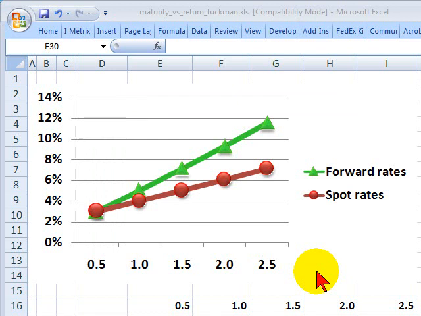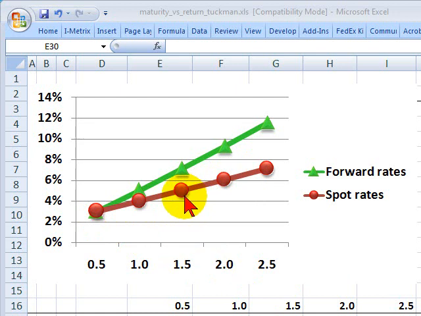I wanted to take a look at a challenging learning objective that is in the Bruce Tuckman reading on bonds. And here the question is, what difference does maturity make on the return generated by a bond? Another way we can think about this is, who does better, an investor in a short-term bond or an investor in a long-term bond? To illustrate, I imagined a spot rate curve here in red.